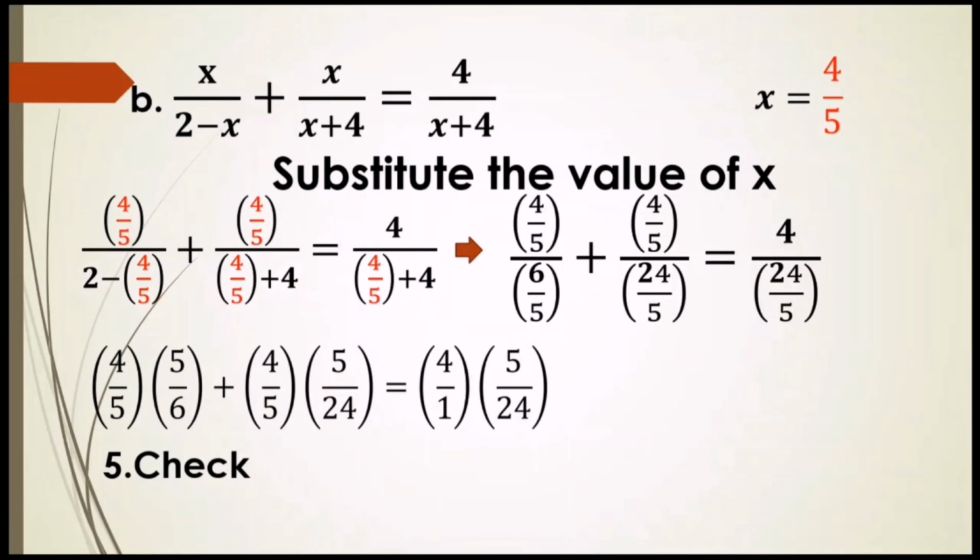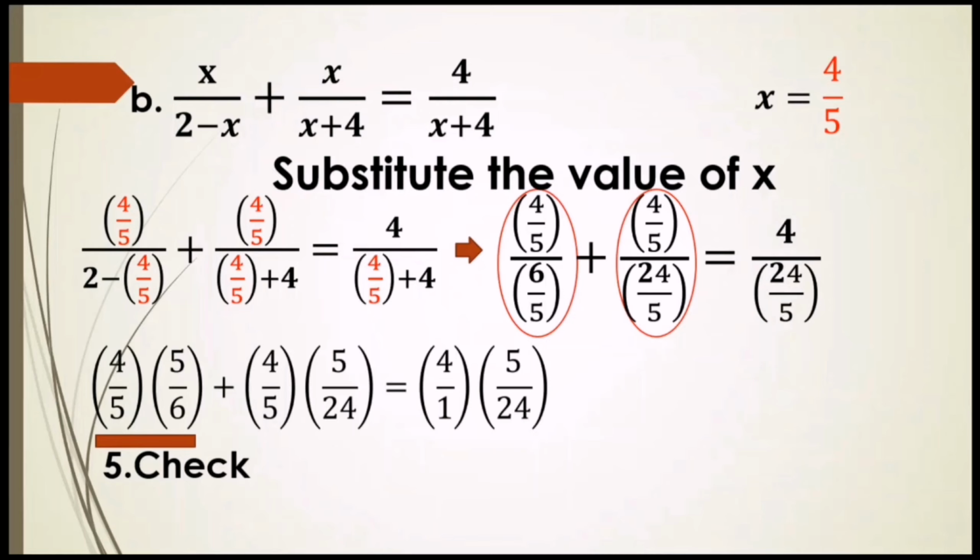Afterwards, we need to divide. So, in dividing a fraction, what you will do is to copy the numerator and change the operation from division, make it multiplication, and then get the reciprocal of our denominator. So, in here, our denominator is 6 over 5, which becomes 5 over 6. And then 4 over 5 divided by 24 over 5. Copy again the numerator, which is 4 over 5.